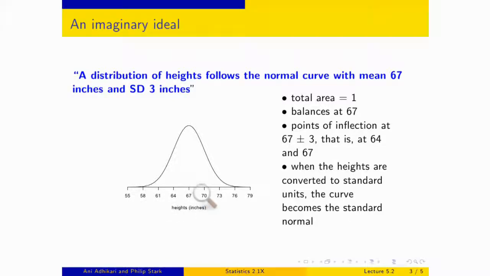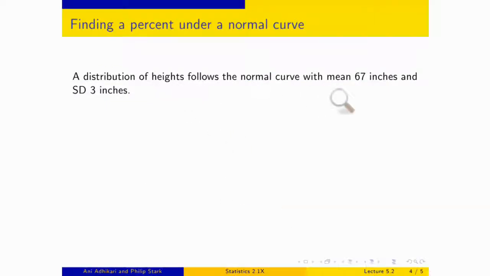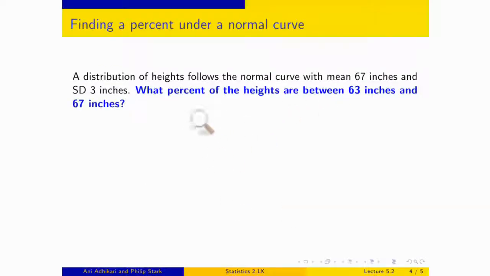If we have any other range down here, then what we have to do is one little calculation to see where that range is on the standard unit scale. So let's do an example of that. You've got our old friend, the distribution of heights, and the question is, what percent are between 63 and 67? Again, I am assuming that these heights follow the normal curve exactly, which is an imaginary world, but I'll stick with it for now.